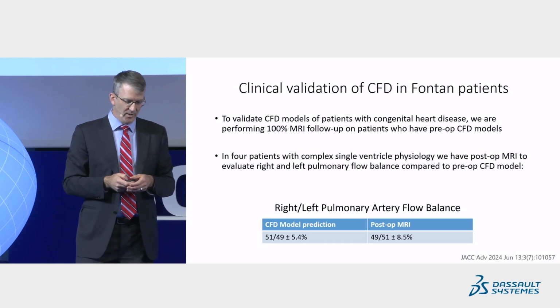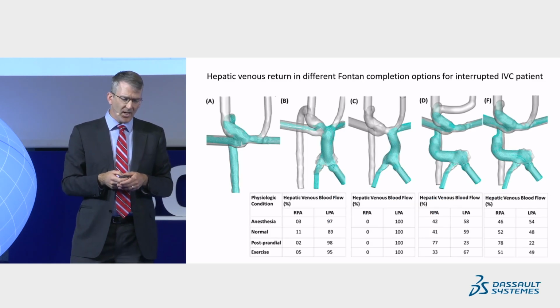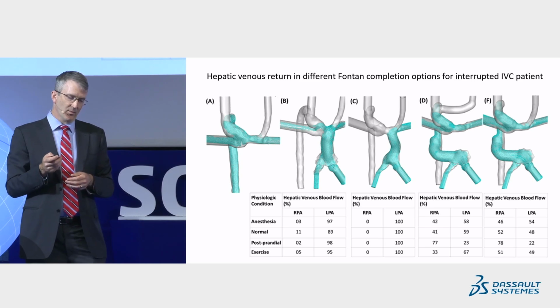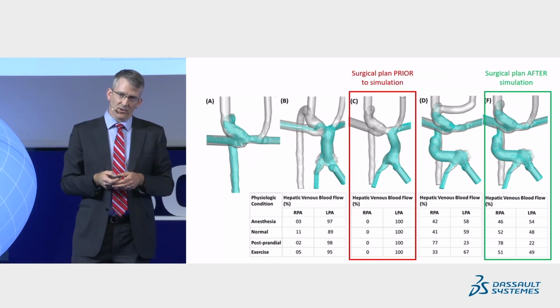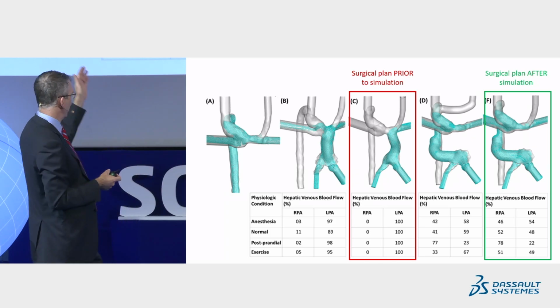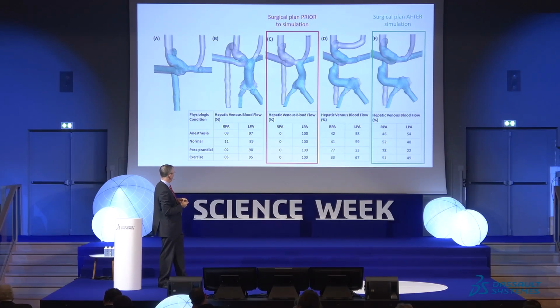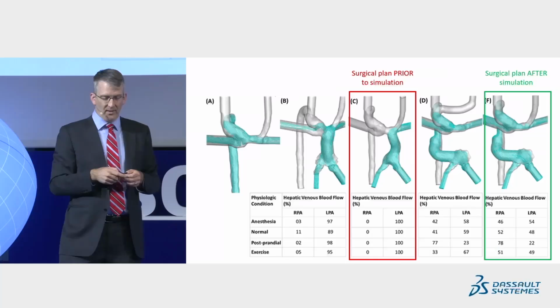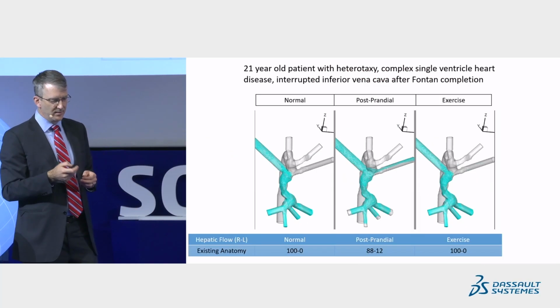Another patient that we did recently where we looked at what the surgeon had actually planned to do in a Fontan completion, which is shown there in the red box, which unfortunately would have resulted in 100% of the hepatic venous return going to the left lung in this complex patient. And after multiple CFD analyses, we were able to get it really nicely balanced at 52 and 48%.